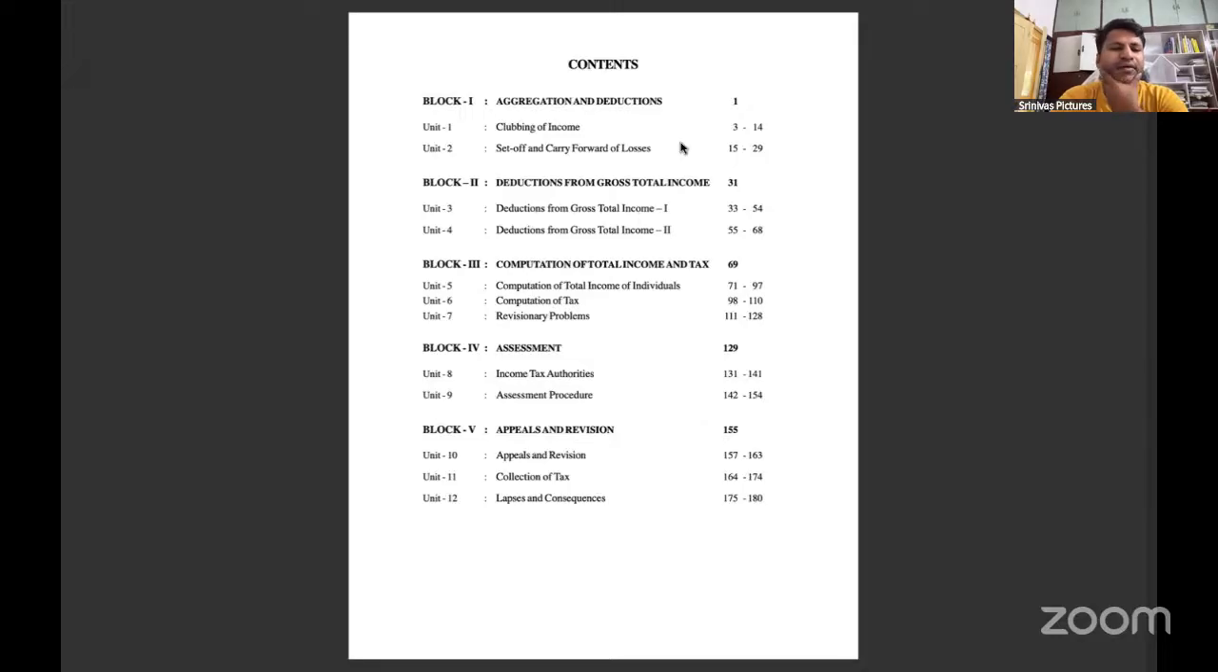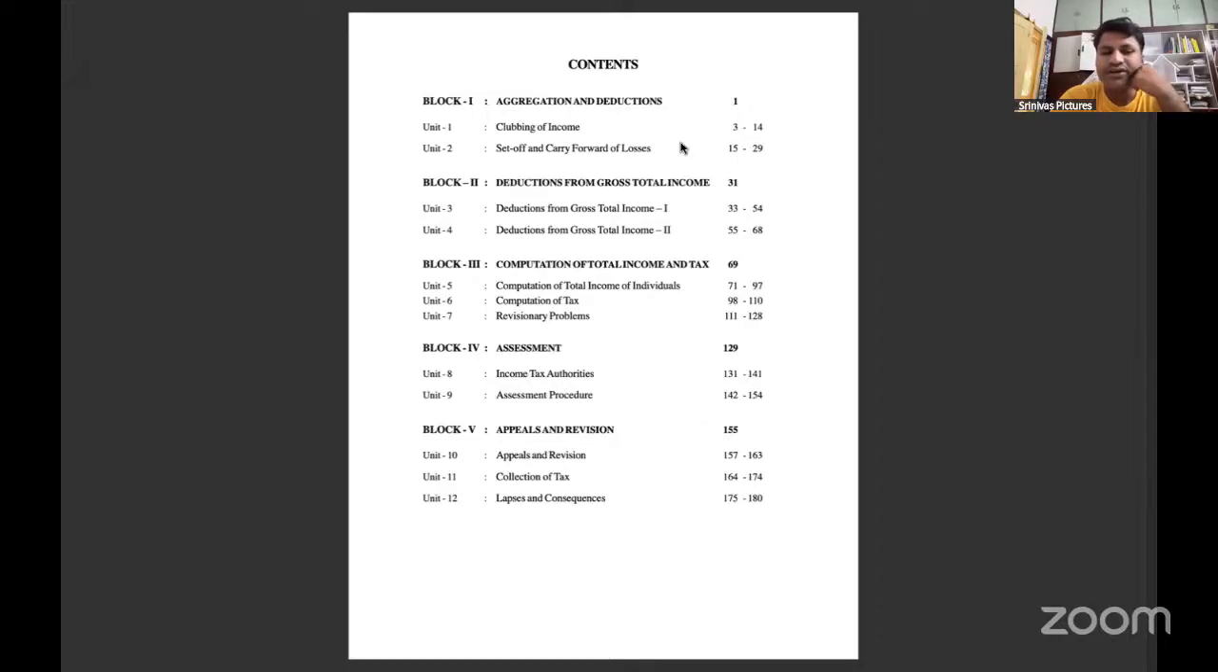Next is block 3. Block 3 talks about the computation of total income tax. This is a very important chapter in this subject. If you are perfect in this block, you will be able to write the paper and score more than 60%. This block we classified into 3 units, 3 chapters.